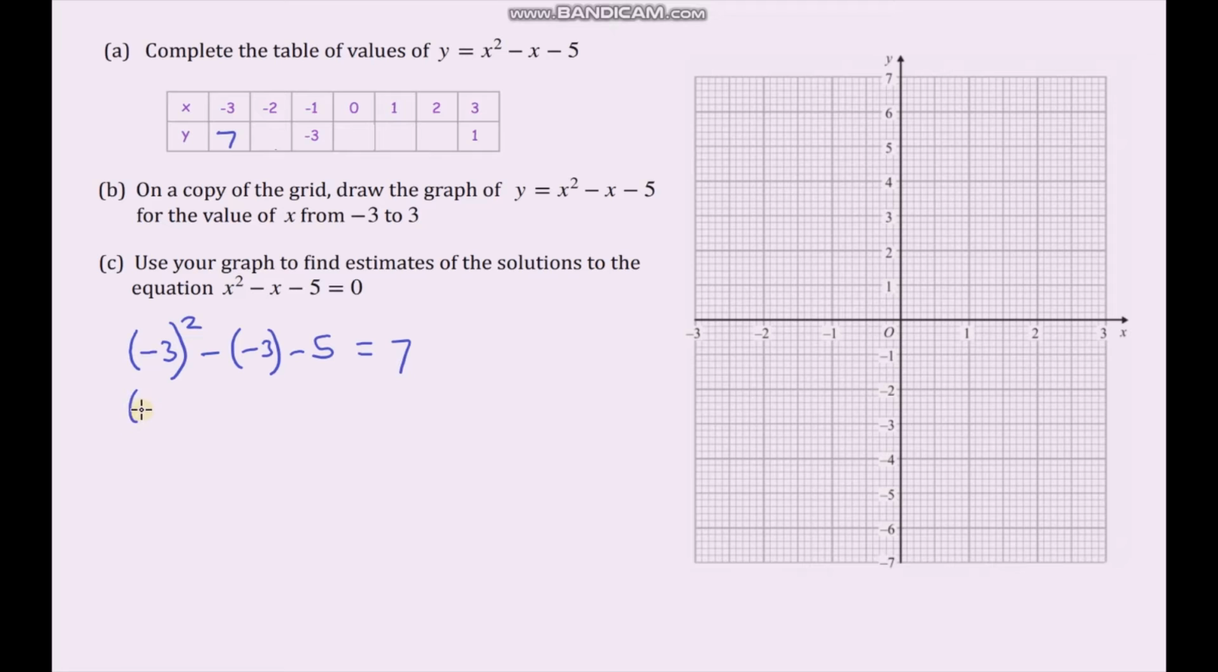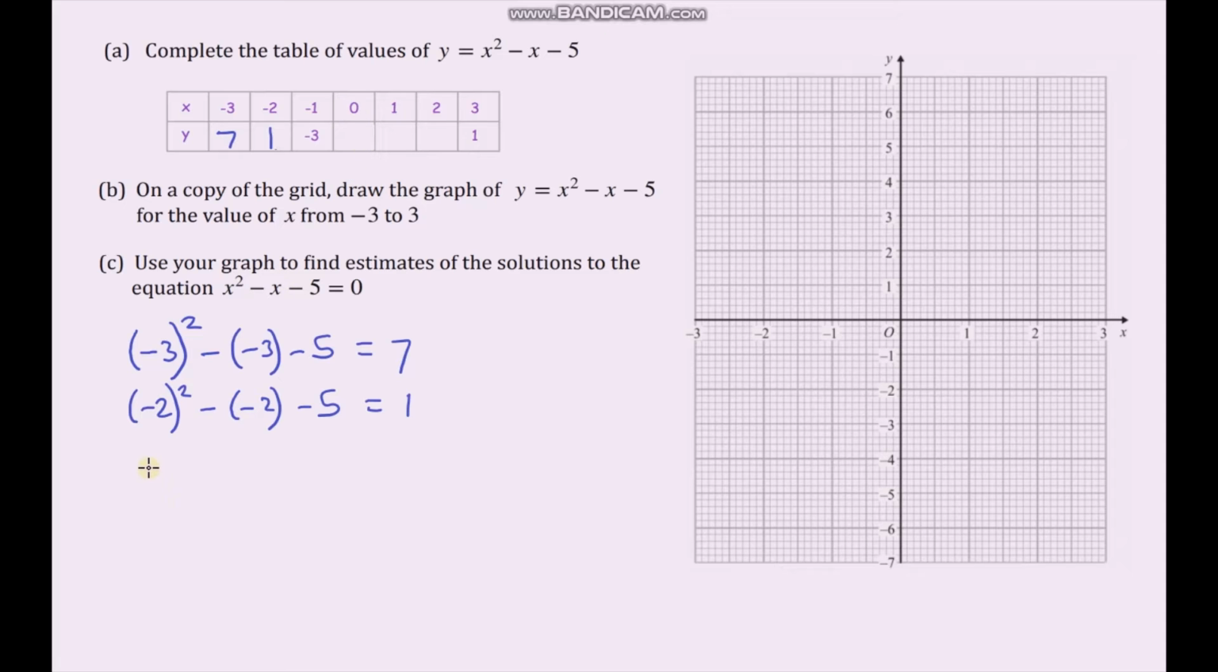So the next one is negative 2. So we've got negative 2 squared, subtract negative 2, subtract 5. Negative 2 squared is 4. And then this is plus 2. So 4 plus 2 is 6. 6 minus 5 gives us 1. So negative 1's already been done for us.